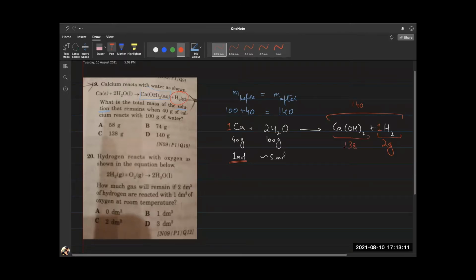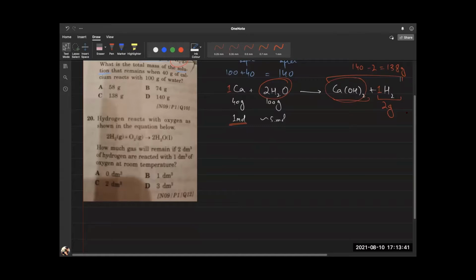Now, 138 is the mass of what? It is the mass of this thing and the extra water that you have. So 140 minus 2, 138 grams will remain at the end. And that is what our answer is. So in general, if you have a question asking about the mass remaining, and there is a gas, the gas will go away. Just calculate how much gas is made, and then you can easily remove it to find the mass. So the answer is C.